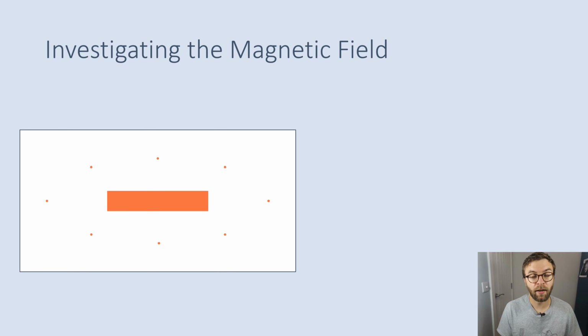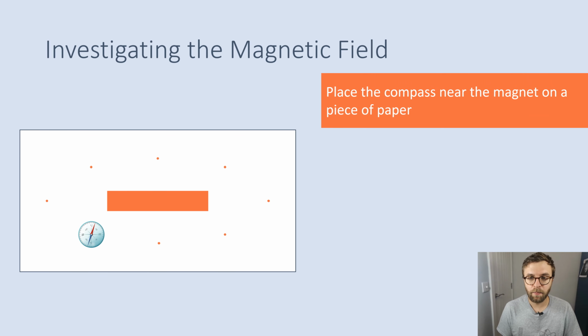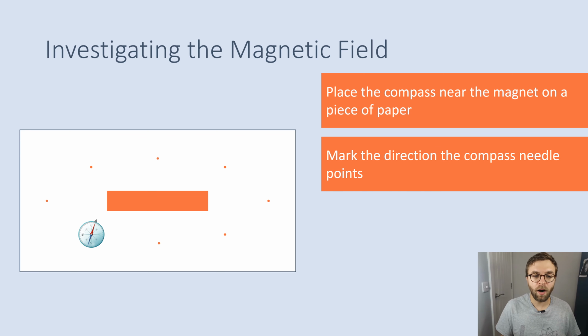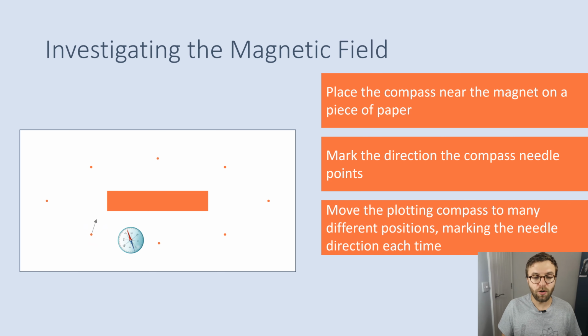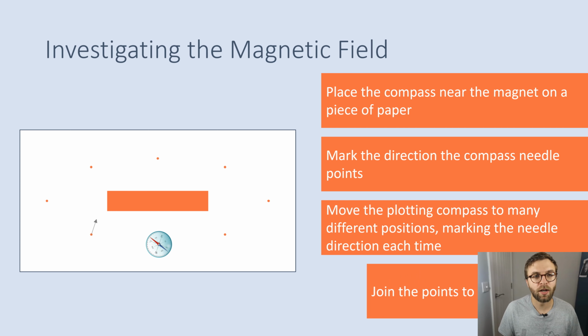So have a look at that video. But if you want those steps on how I did it, the first thing I did is I put a compass near the magnet on a piece of paper. I mark the direction that the compass needle points, so marking a direction where the north is pointing. I then move the compass around to many different positions and I mark the direction that the needle is pointing each time. You can't see that one there because I'm in the way, but it says you then join the points to show the direction of the magnetic field.